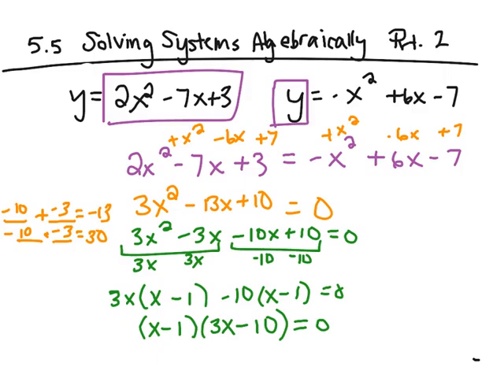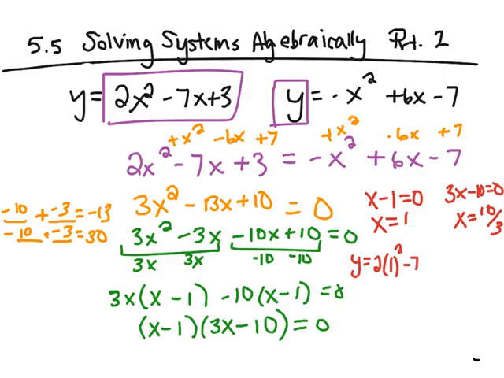This means that x minus 1 equals 0, or 3x minus 10 equals 0. So x equals 1, or x equals 10 over 3. So we're going to substitute that back in to y. So y equals 2 times 1 squared minus 7 times 1 plus 3. And you should get negative 2. So our point will be 1 and negative 2.